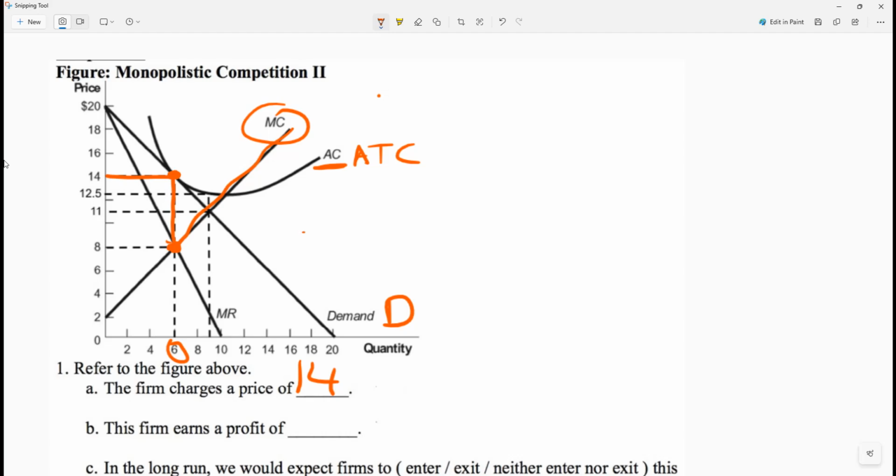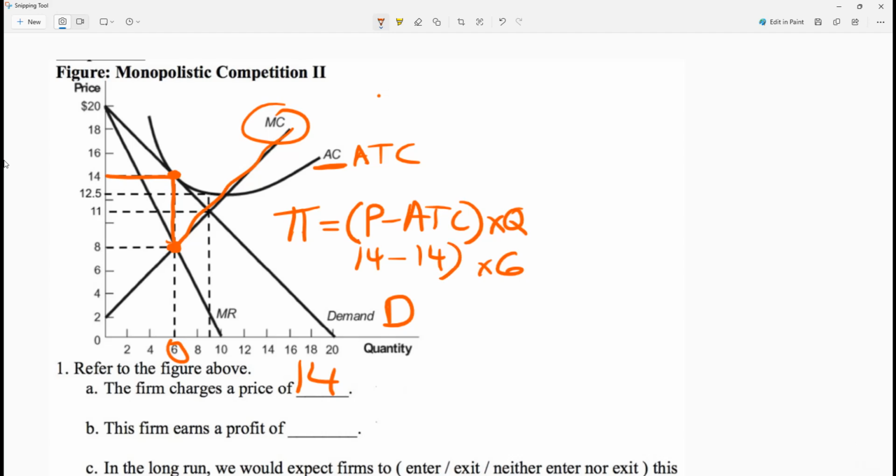So the profit formula, we use pi for profit, is the difference between price and average total cost times the quantity, which in this case would be times 6. Now, the price is going to be 14. If we produce 6 units, we find the average total cost, because that tells us the average total cost of producing 6 units. Well, that's also 14, because that's where average total cost is tangent, it kisses the demand curve right there at that spot. So it'd be 14 minus 14, which is 0. 0 times 6 is 0.